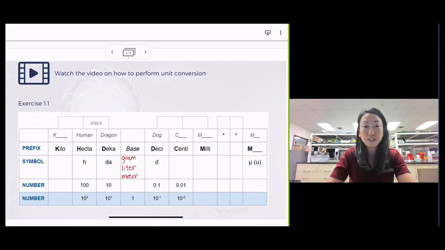Now, each of these units has an abbreviated symbol that you need to know. For gram, it is g. For liter, it is L. And for meter, it is m.